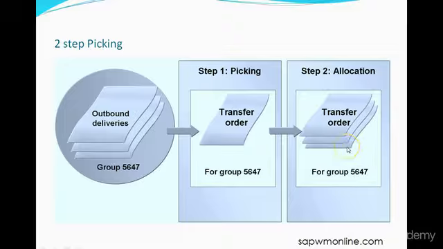In the allocation step, another set of transfer orders is created, and that is for the respective outbound deliveries. So if you have 3 outbound deliveries over here, you would have 3 transfer orders created, which would distribute the quantities to the 3 outbound deliveries. And here we have one single transfer order, which is going to pick an entire quantity and transfer it to the storage type 200. Let us see this movement type and the storage type in the system first before we start the actual process of two-step picking.